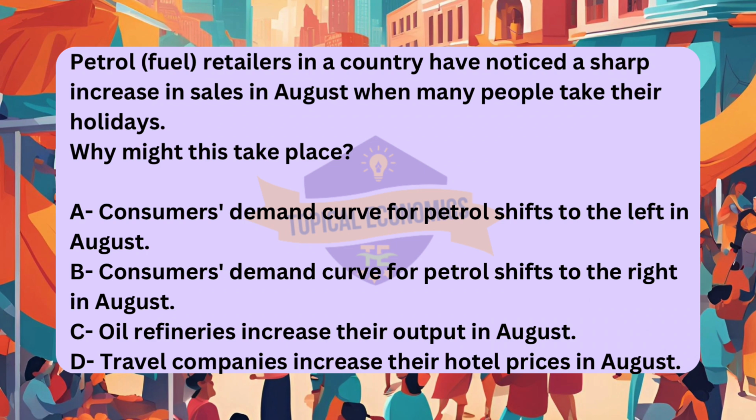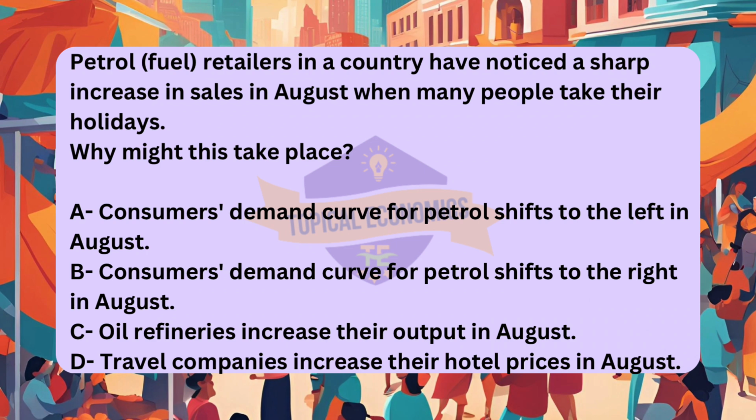Next, option C. Oil refineries increase their output in August. While increased output from refineries could influence the supply of petrol, it doesn't directly explain the increase in demand. The scenario describes a situation where sales are higher, which is more likely due to higher demand rather than a supply-side increase. The shift in demand is driven by consumer behavior, more travel, not by a change in supply from oil refineries.